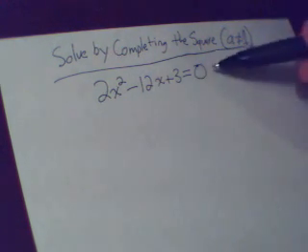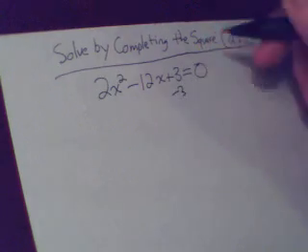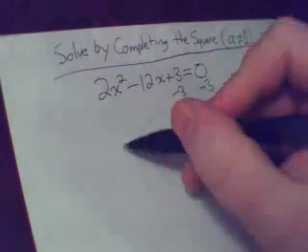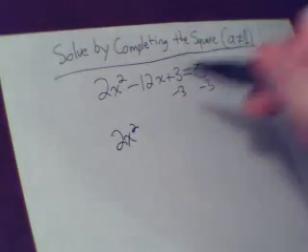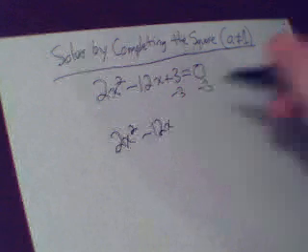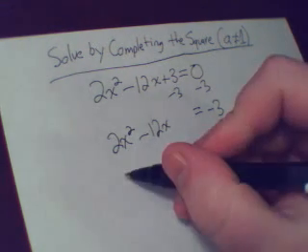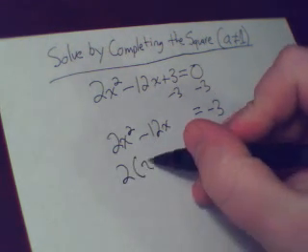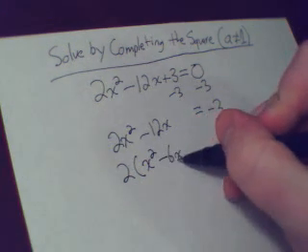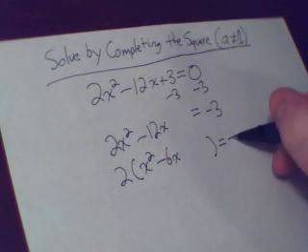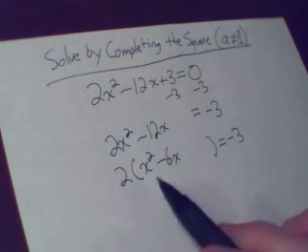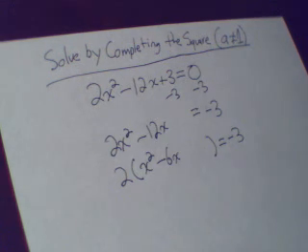You got to move the constant to the other side, so I'll subtract 3 from both sides. Leaves me with 2x squared minus 12x equals negative 3. So now's the first time I have to consider that a is different. So what I'll do is I'll factor out the 2 to get that. And now you can see on the inside a is 1 again.